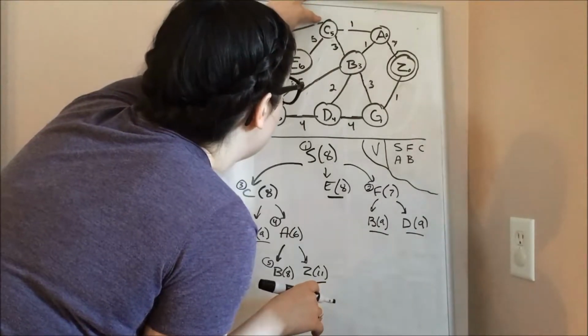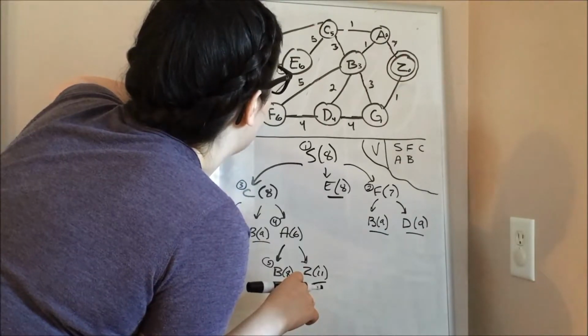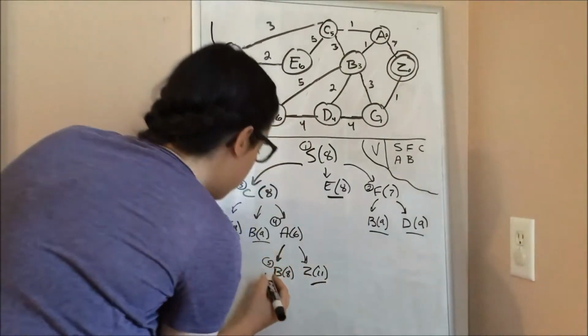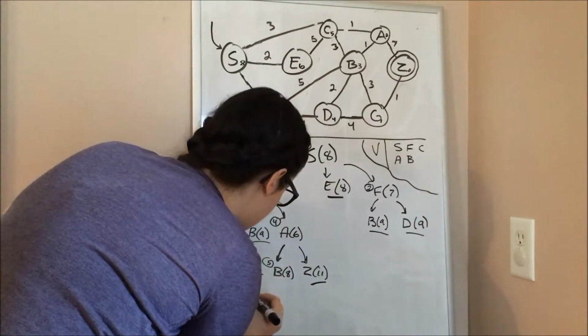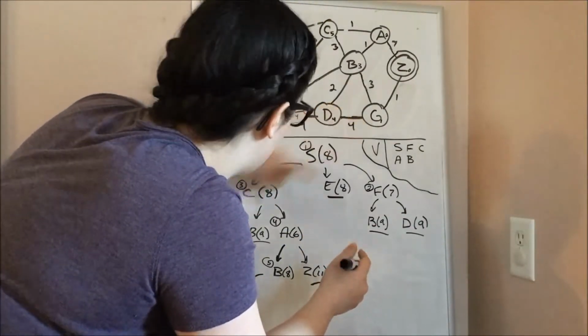So it can go to C, but we've already seen that. It can go to F, but we've already seen that. It can go to D, which we haven't seen. So, okay, there. It can go to G.